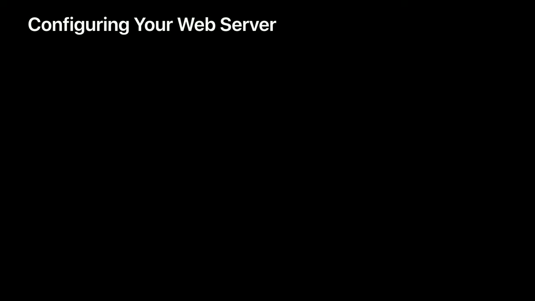Now that we know what Universal Links are, let's talk about how to build them. We'll start with your web server. Your web server must have a valid HTTPS certificate. HTTP is not secure and cannot be used to validate an association between your app and your website. The root certificate used to sign your HTTPS certificate must be recognized by the operating system. Custom root certificates are not supported.